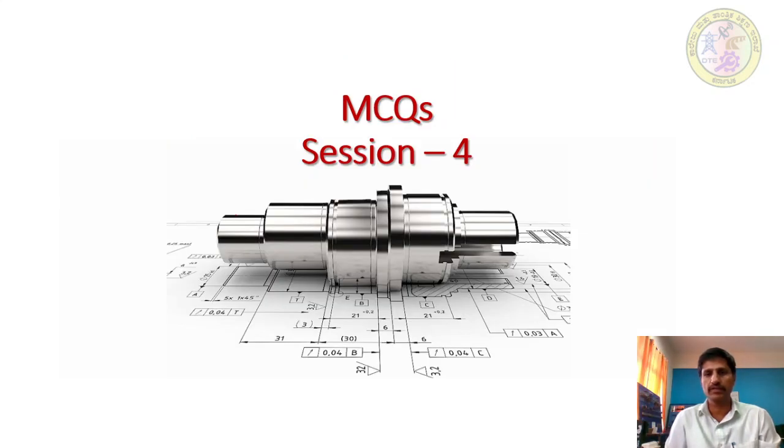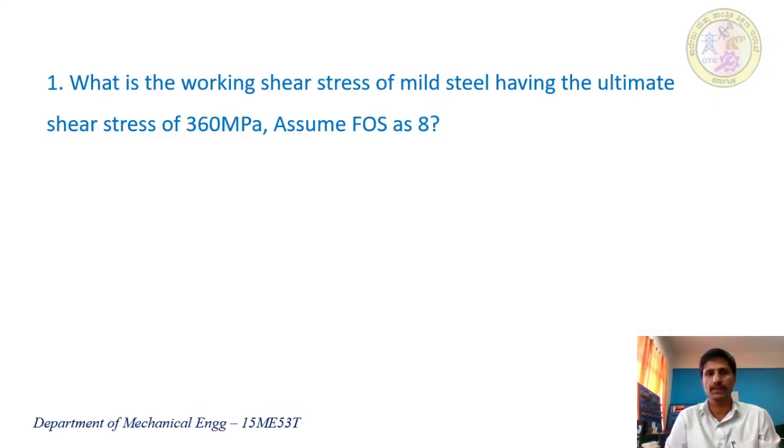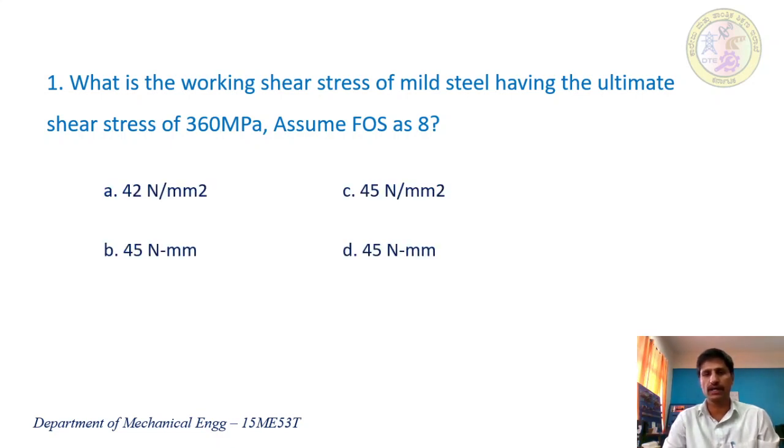Next, I am going to ask some MCQs on session number 4. First MCQ is, what is the working shear stress of mild steel having the ultimate shear stress of 360 MPa? Assume factor of safety as 8. Answers are 42 Newton per mm square, 45 Newton millimeter, 45 Newton per mm square, 45 Newton millimeter. Please give your answer.